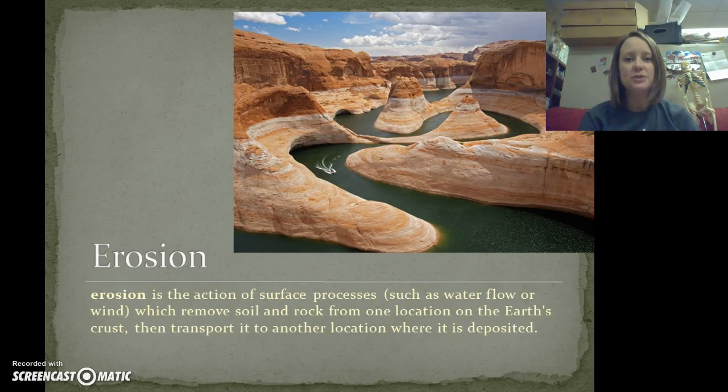In the next two modules, we'll be looking at the 4 agents of erosion. We'll be looking at running water, wind, ice, and gravity. Today we'll just be looking at the first two. So let's think about what erosion is.